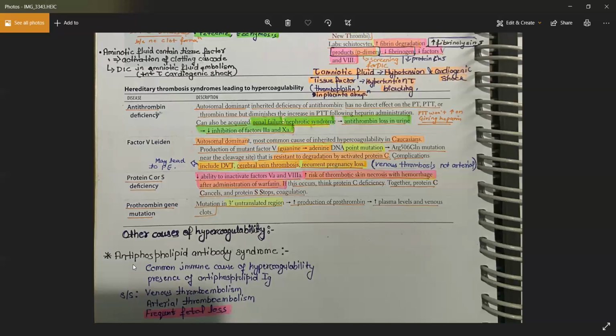Any doubts so far? I have one question. Is APLA syndrome, this antiphospholipid antibody syndrome, a part of SLE? Yeah, you can say that. Some patients with SLE also have this syndrome, but this syndrome can exist independently also. Okay, so sometimes it is a part of SLE and sometimes independent. Got it. Thank you.